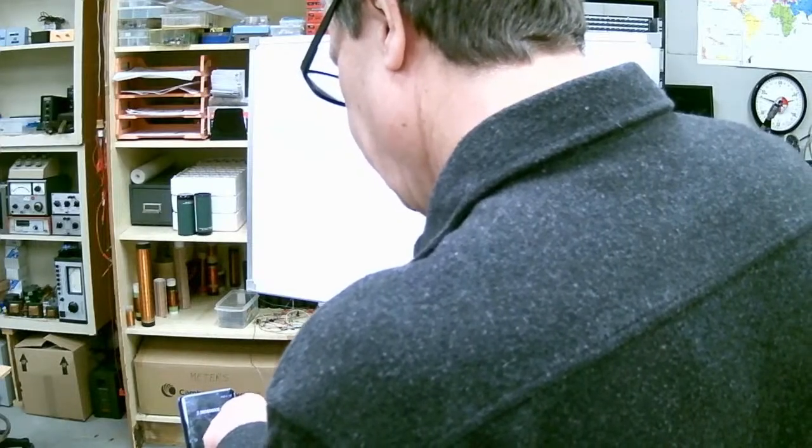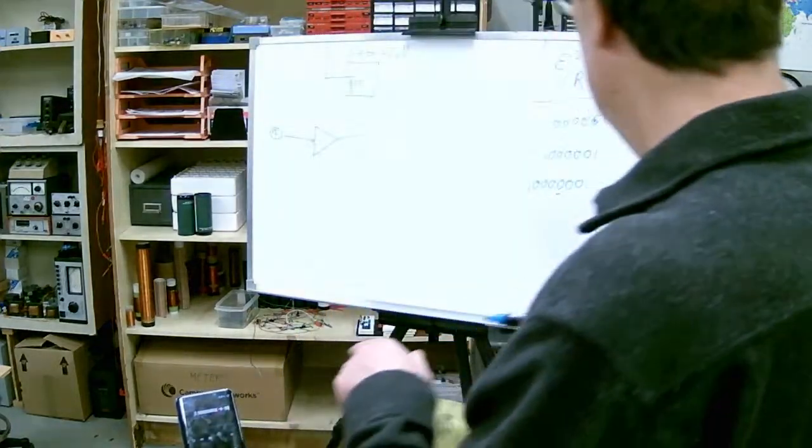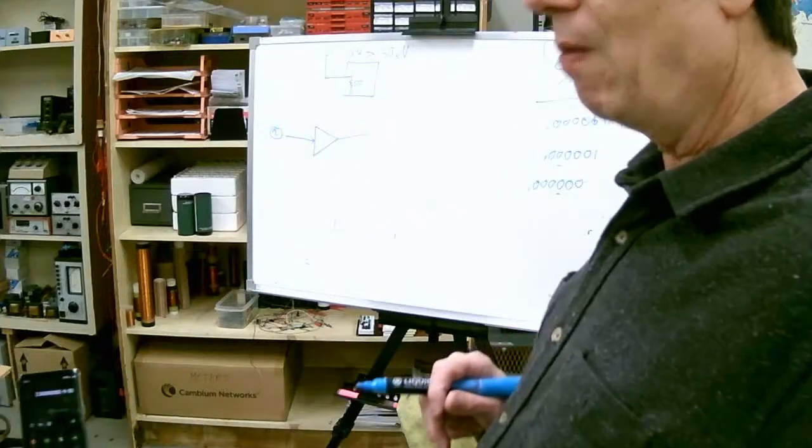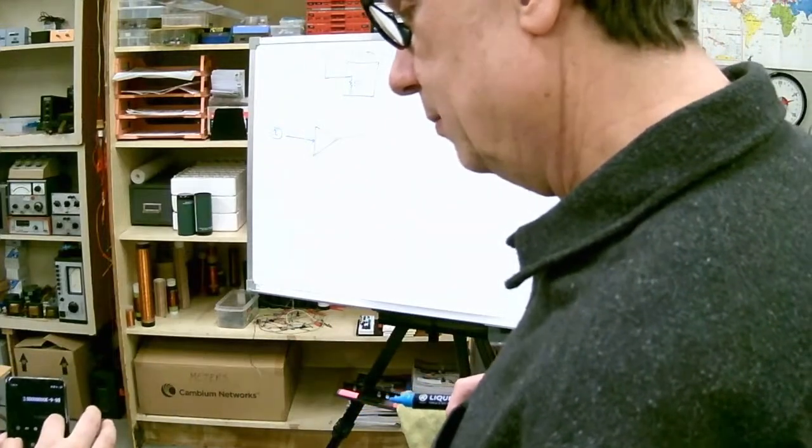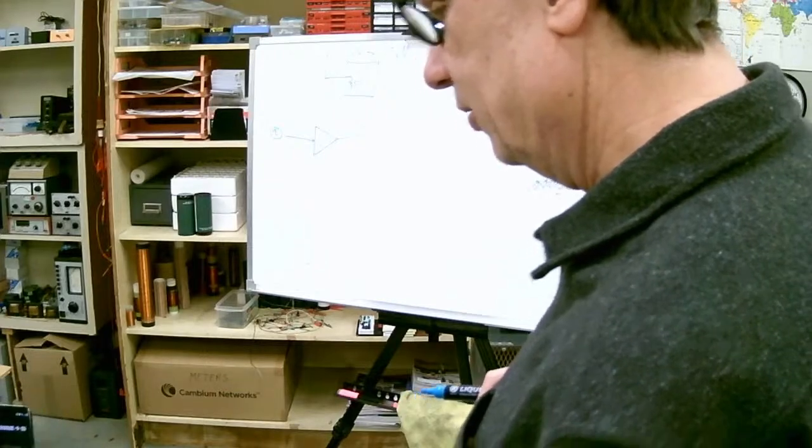2 to the minus 9. Okay, so it's 9 zeros. And then when we divide by 50, it's to the 11. 11 zeros.